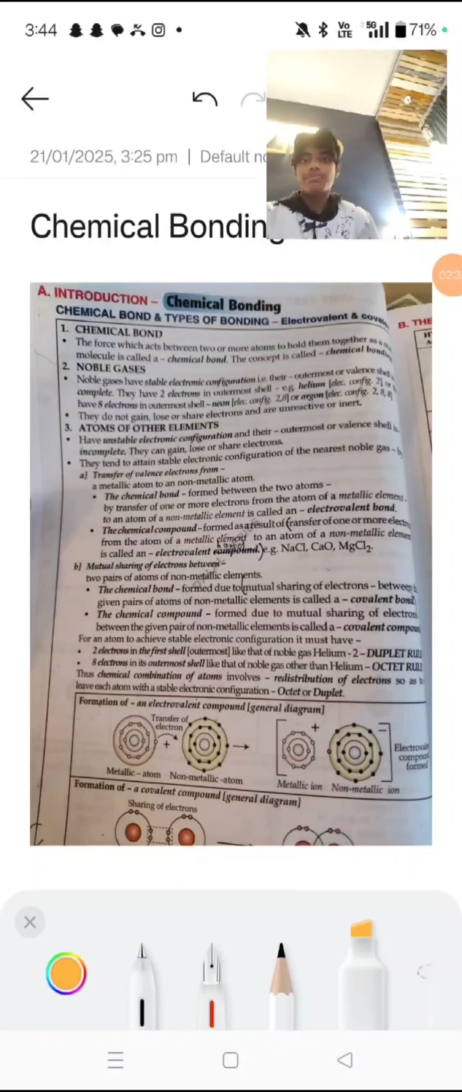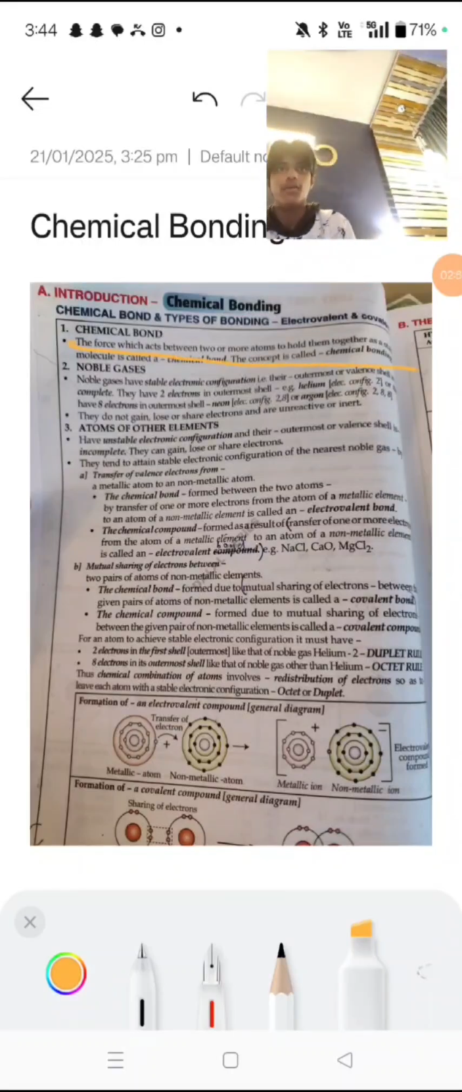So based on that, we have our chapter chemical bonding. Now, of course, there are different types of bonds. Now, how do you really define chemical bonding? Chemical bonding is defined as the force acting between two or more atoms holding them together to form a stable molecule.